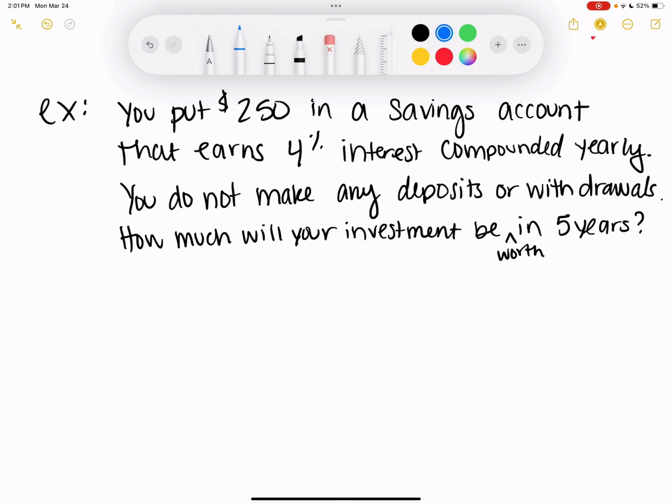So our formula was y equals a times 1 plus r raised to the t. So the initial amount that we're depositing is A, which is $250. So I'm going to put all this stuff out to the side. So $250.